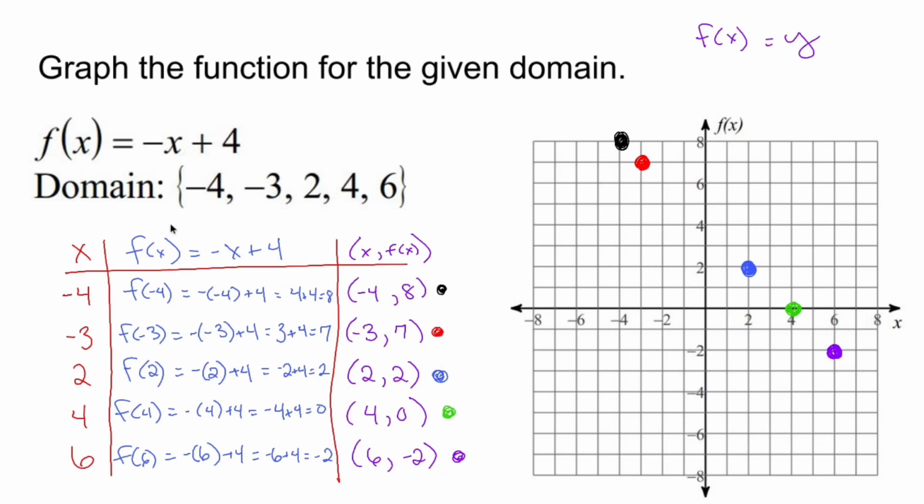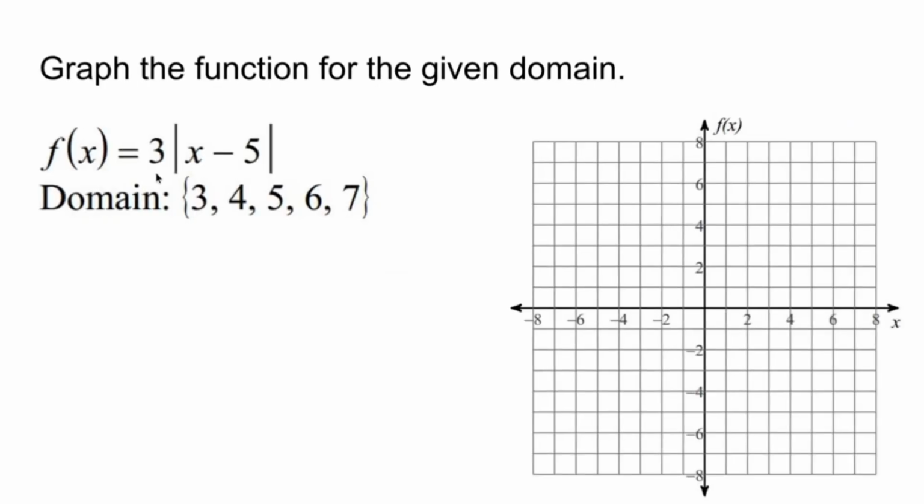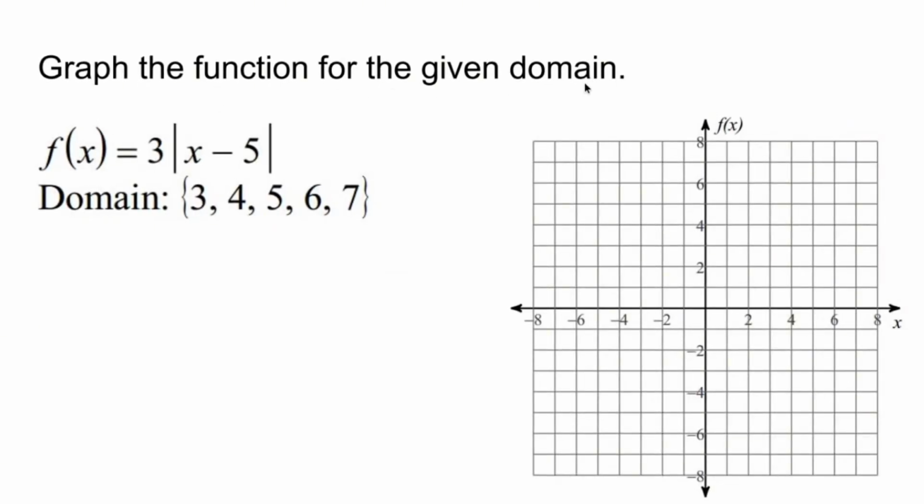All right, so what this looks like is a bunch of dots that if we were to connect the dots, we would get a straight line. But I'm not going to connect the dots because that's not what they want me to do. They just want me to list these 5 points based off the domain, -4, -3, 2, 4, and 6. Hope this helps.